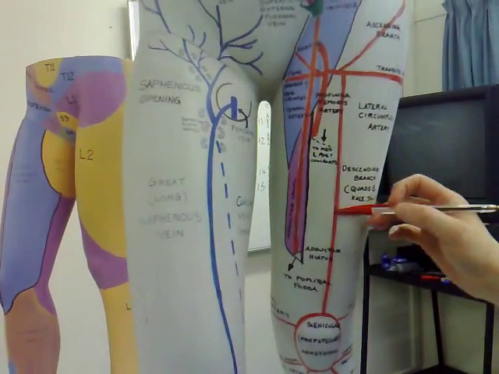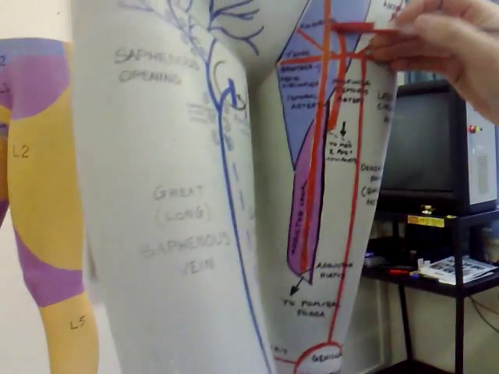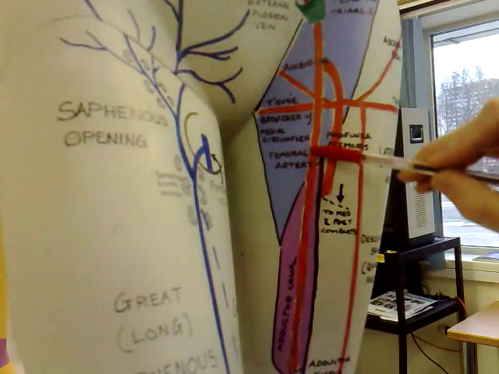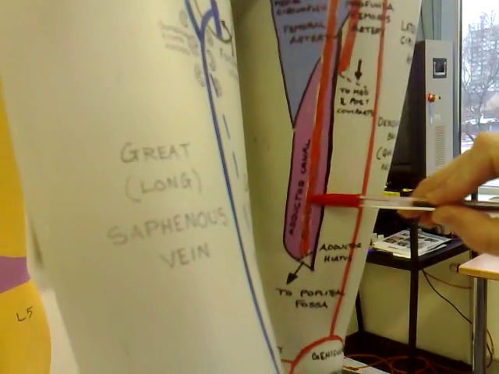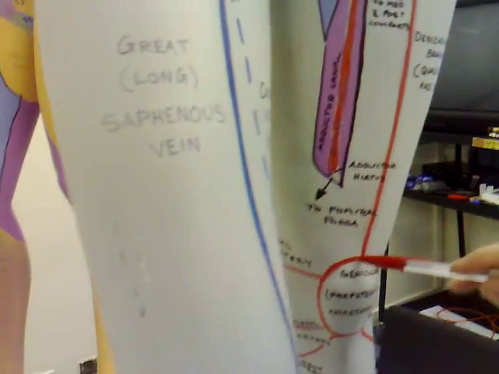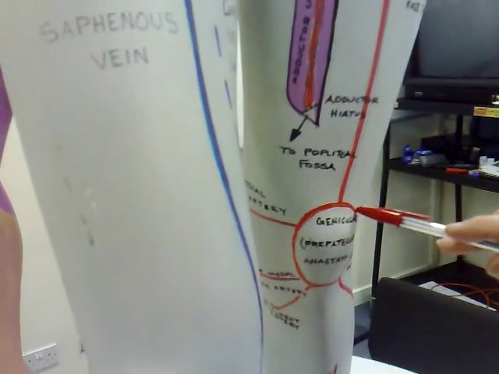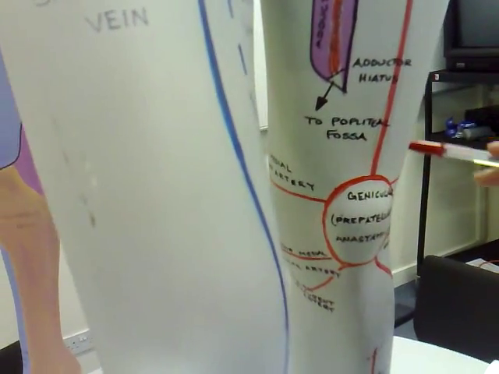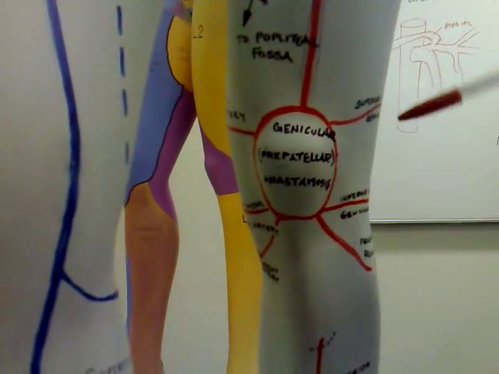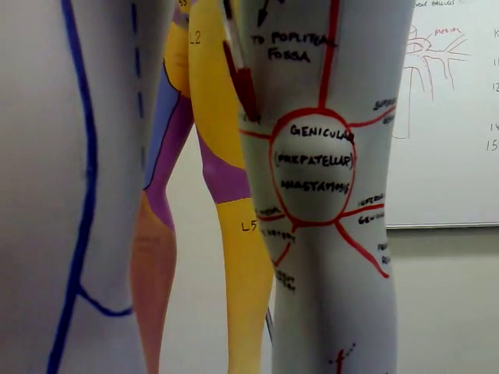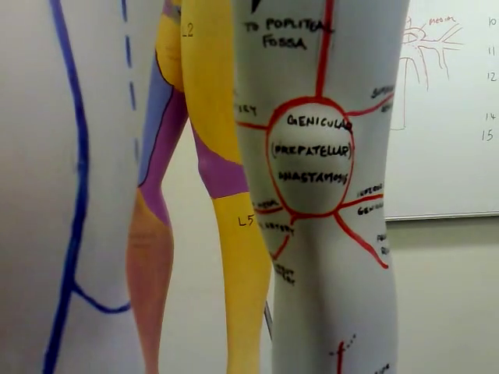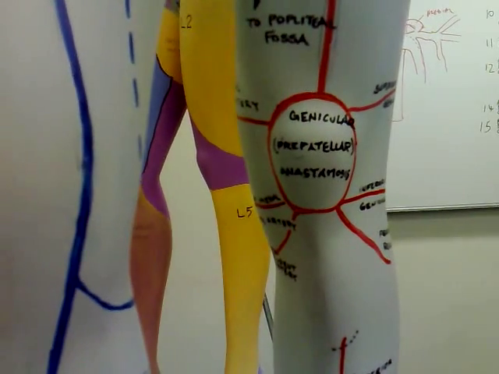Okay, so we descend. Sorry, yeah, and just to recap, the femoral artery runs down the adductor canal. Next, we move on to the genicular arteries, which are both superior lateral, inferior lateral genicular arteries, and superior medial and inferior medial genicular arteries.